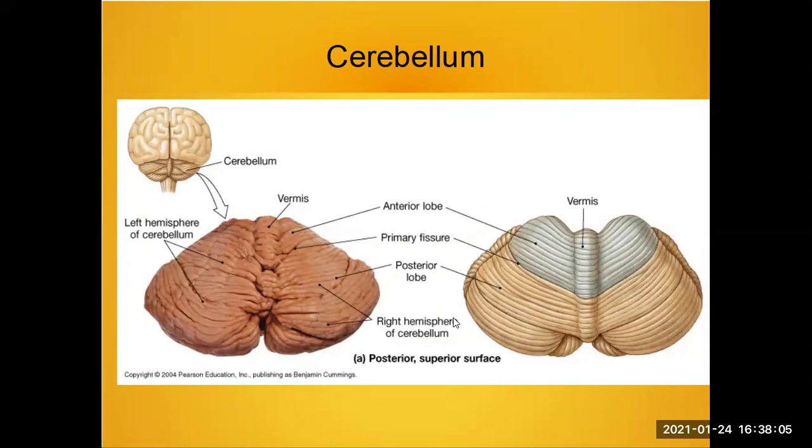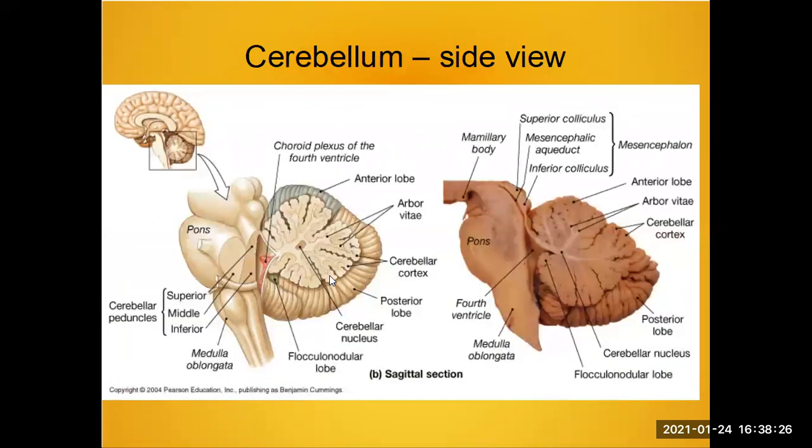So we have cerebellum: anterior lobe, posterior lobe, vermis. So left hemisphere of cerebellum and right hemisphere of cerebellum. In sagittal section, you can see white and gray matter of the cerebellum.